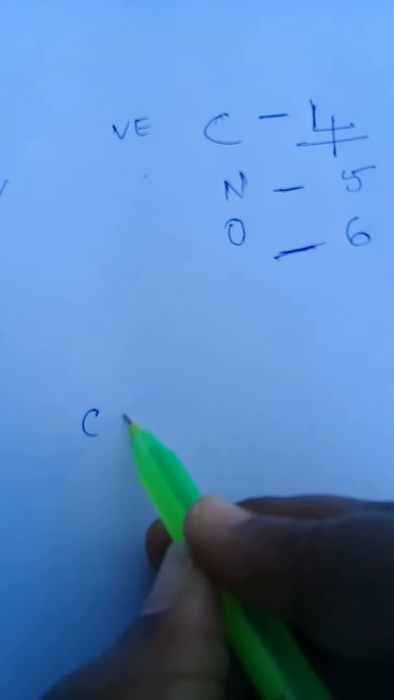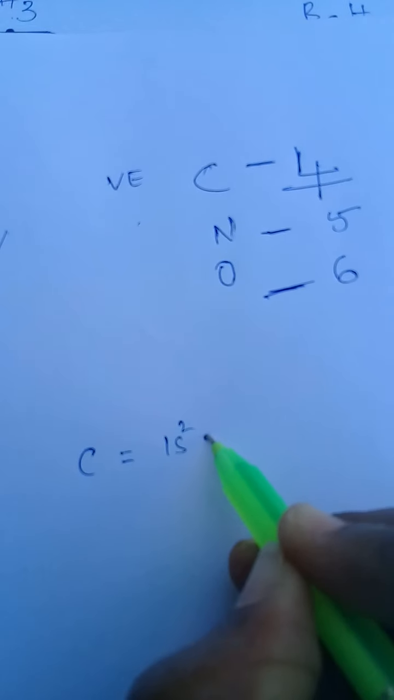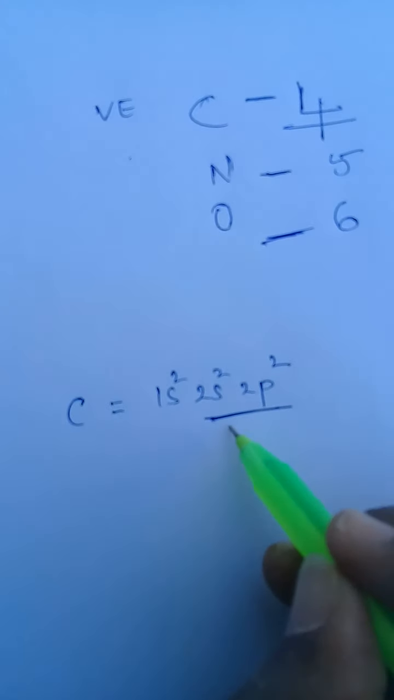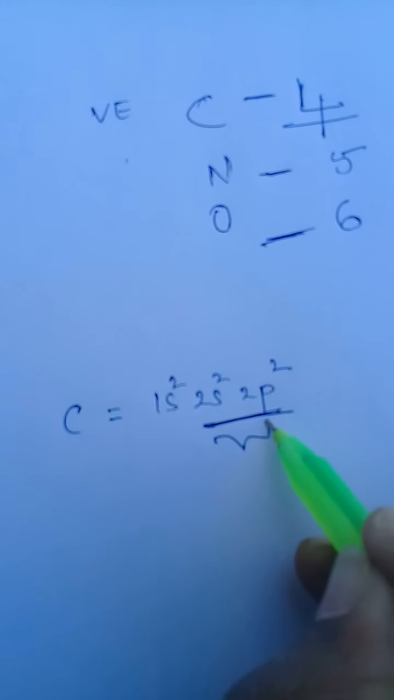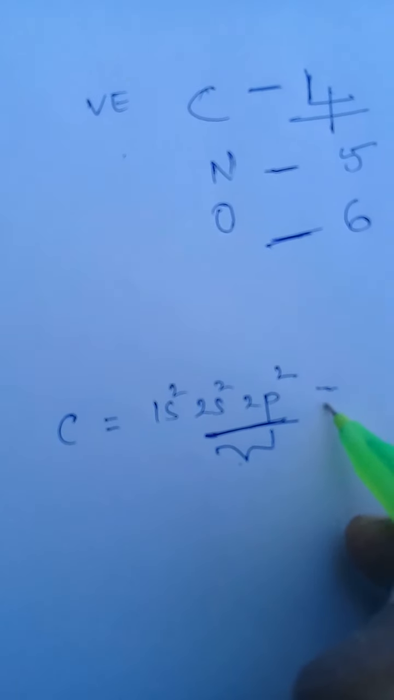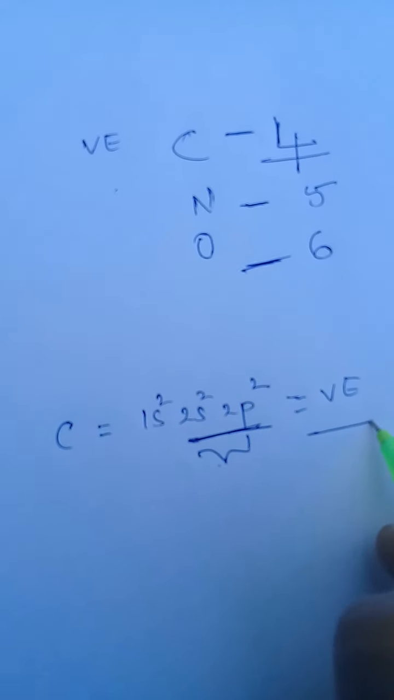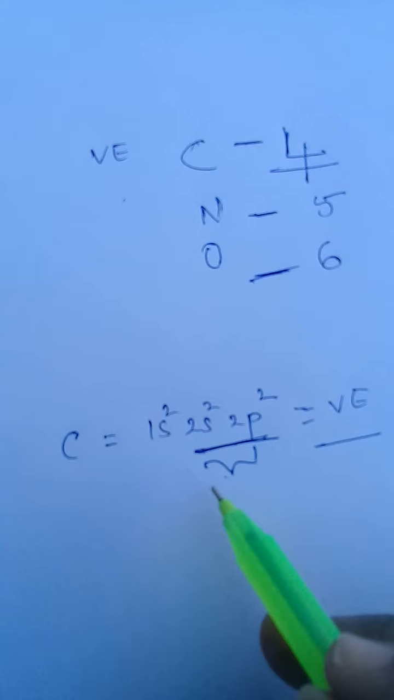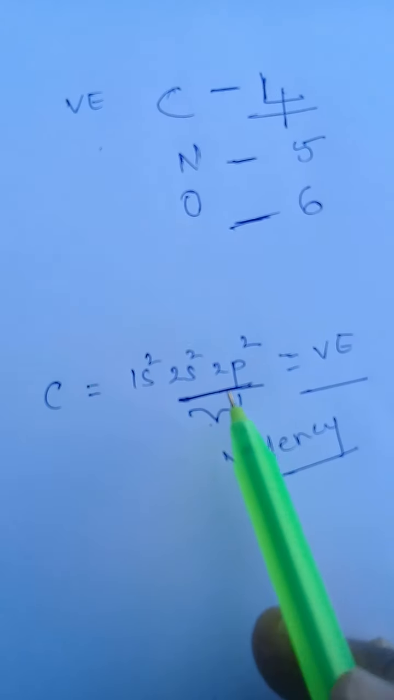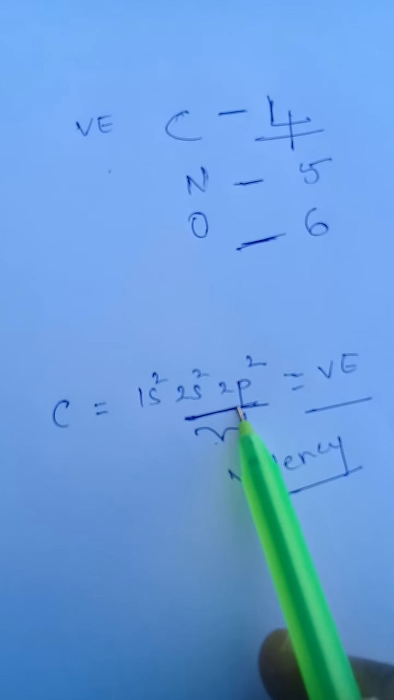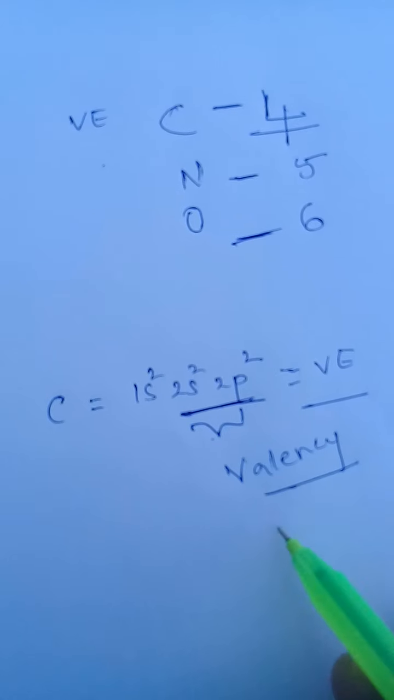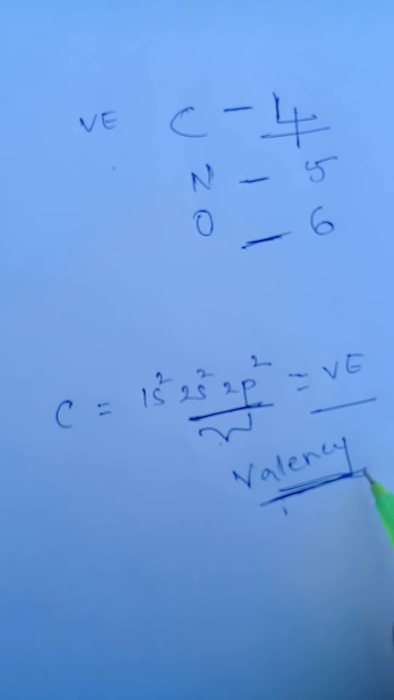See, for carbon the electronic configuration is 1s2, 2s2, 2p2. How many electrons are in the outer shell? The electrons present in the outer shell are known as valence electrons. And valency means the electrons the outer shell wants to lose or gain to attain a stable configuration; that is known as valency.